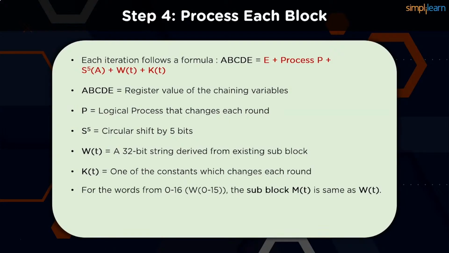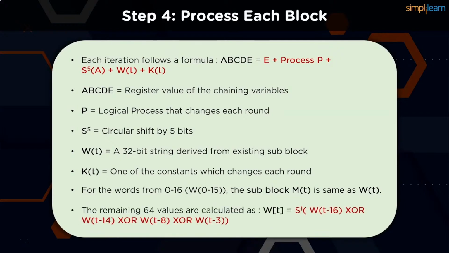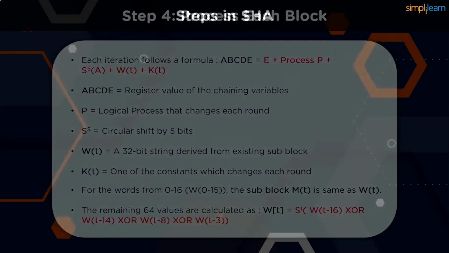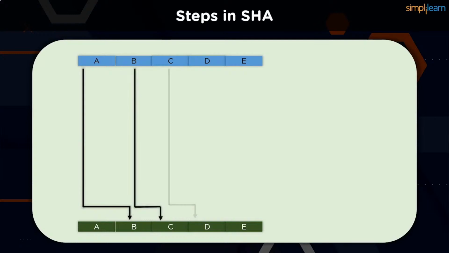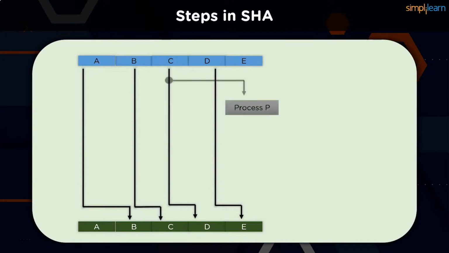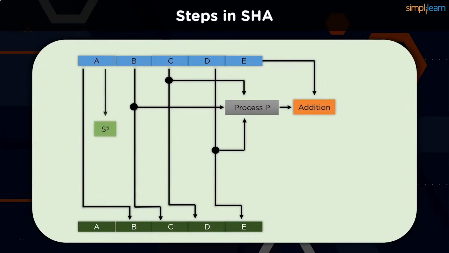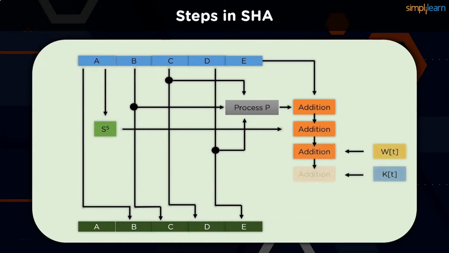For the values of Wt, the first 16 values are the same as that of the sub-blocks, so there is no extra calculation needed. For the next 64 elements, the value of Wt can be calculated as shown in the formula here. To better understand this, let's take a look at how each of this goes in a sequential process. We have our initial register using the 5 words of 32 bits each. In the first step, we put the values of A, B, C, and D to the subsequent register as the output. Next, we use a non-linear process P that changes depending on the round and uses the values of B, C, and D as input. Whatever output is generated from the non-linear process is added with the value of the E register. Next, the value of A is circular shifted by 5 bits and is added with the output generated in the previous step. The next step is adding the value of Wt and the constant element of Kt.